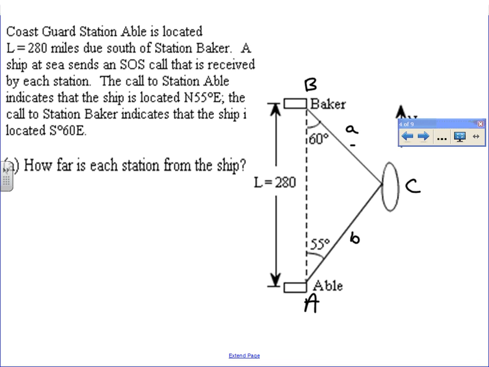The angle. Angle C. So 60 and 55 would be 115. 180 minus 115 would be 65. Okay. We got angle C there, and it's 65.